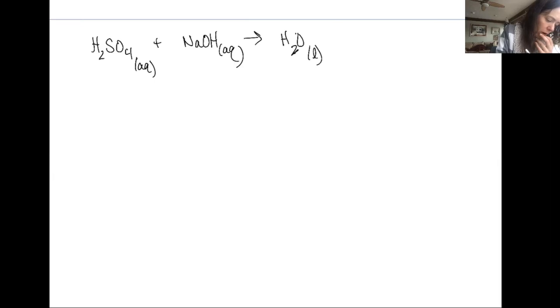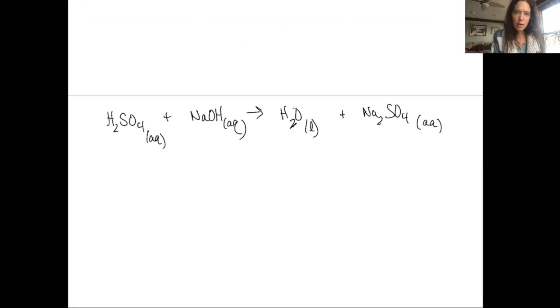And we're going to get what? Sodium sulfate, right? That will be aqueous. Okay, let's make sure it's balanced. No, I'm going to need a 2 right here and a 2 right here. Okay. All right. Let's get the complete ionic.